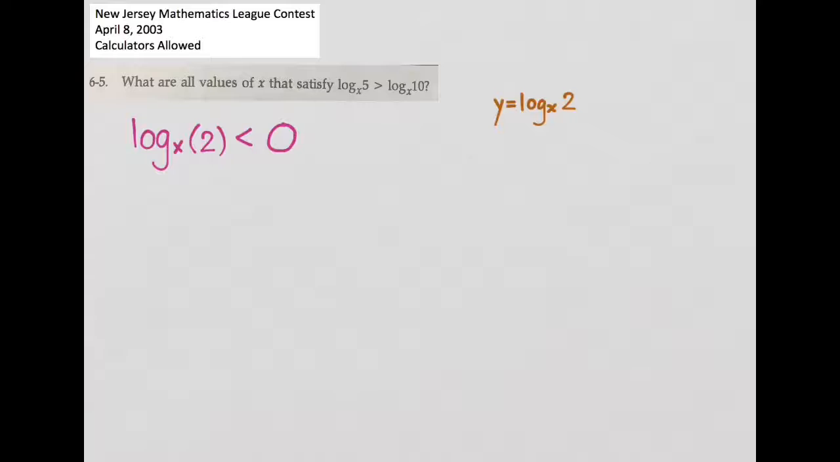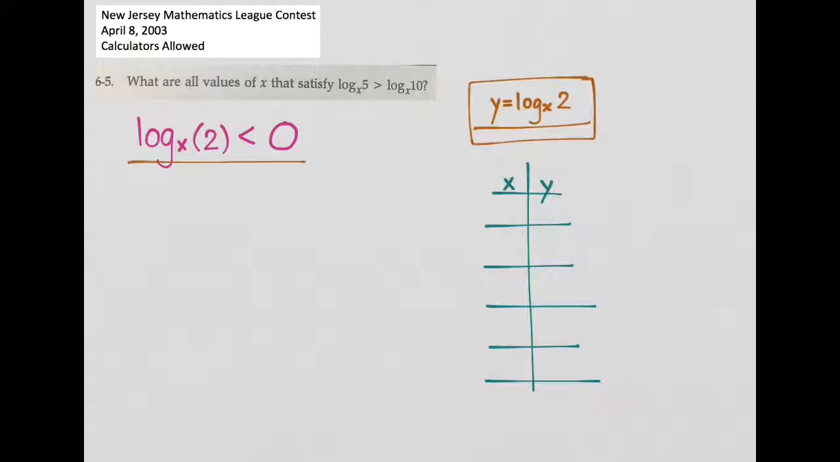To figure out all of the values of x that satisfy this inequality, all we have to do is graph this equation here and figure out all of the values of x that make y negative. We can quickly sketch a graph of this equation by choosing a few critical values for x and seeing what the y values are. So for instance, when x equals 2, y equals 1.